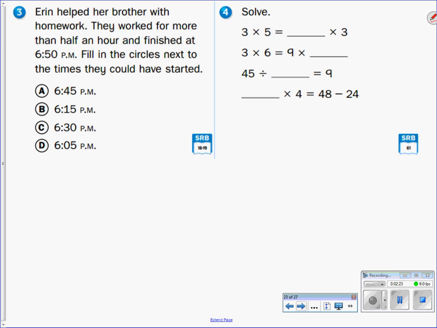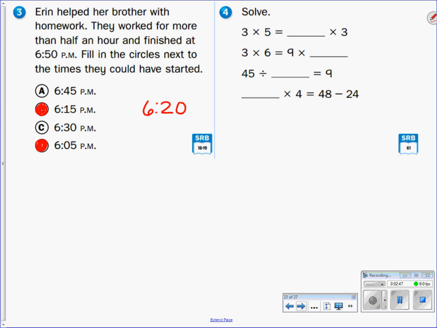So if you take 30 minutes off of that, 6:20 would be the cutoff because it said more than 30. So 6:20 would be the earliest, so we could have started at 6:05. That would be more than 30 minutes. 6:15 would be more, okay, but the other two would not work.